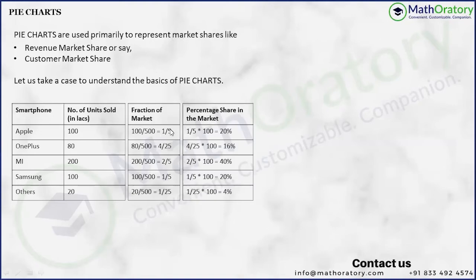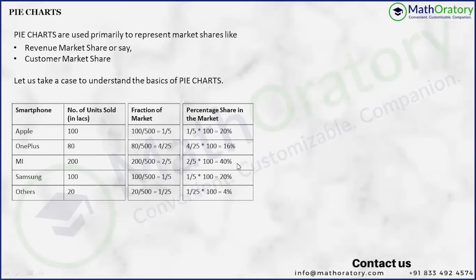For example, for Apple, if the fraction of the market is 1/5, the percentage share is 1/5 of 100, which is 20%. Similarly, for OnePlus, it is 4/25 multiplied by 100%, which is 16%. Likewise, we figure out the individual percentage shares of these companies in the market. Again, if you add them up, it will turn out to be 100%. A quick check: 20 plus 16 is 36, plus 40 is 76, plus 20 is 96, and plus 4 is 100%. So that's the 100% of the market, and this is how it is distributed across these five companies.